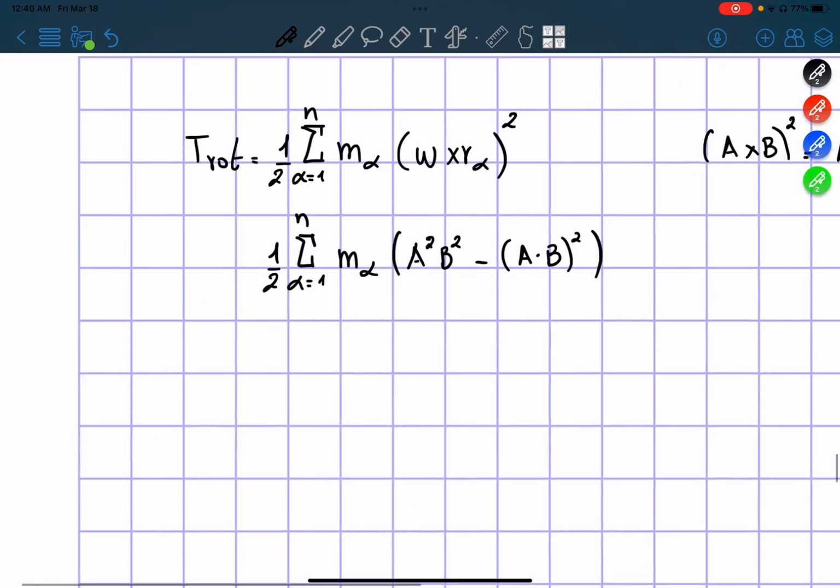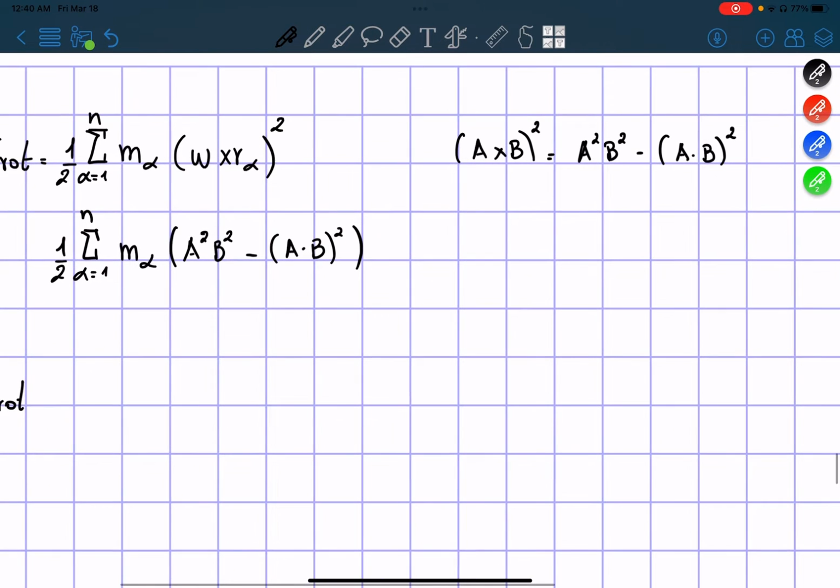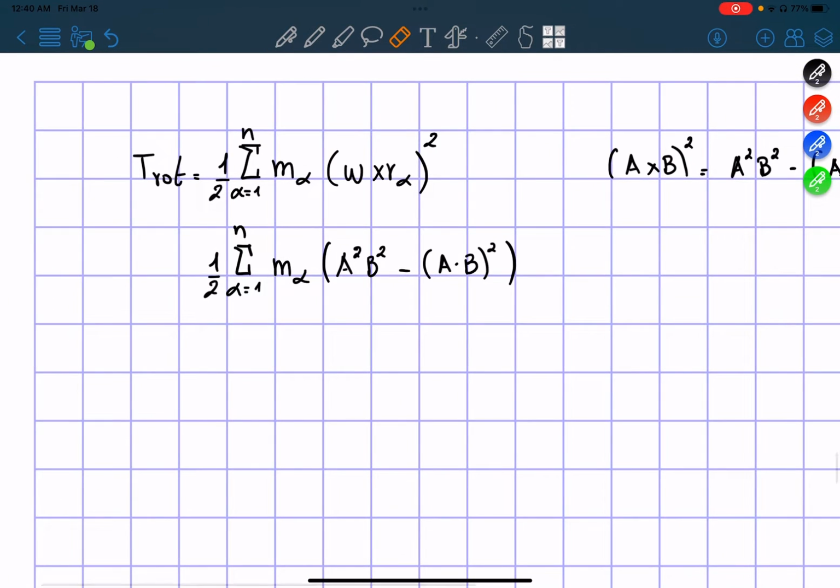Okay, so the rotational energy will be equal to... oh, of course, I just rewrote this the same way. I should have actually used a and b, the actual things. So I'm going to have ω squared r_α squared minus (ω · r_α) squared. There we go.